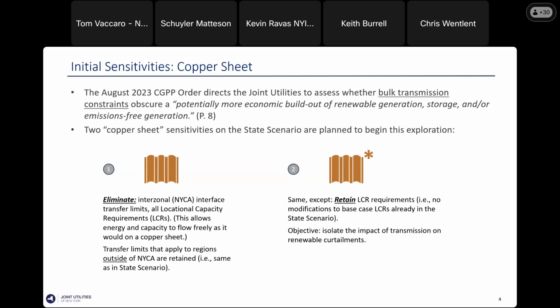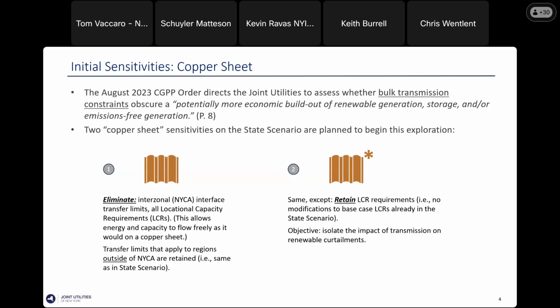I will make a clarification on these slides. We have left the local headroom limitations intact, since this is really focused on bulk transmission, generally interzonal transmission, as opposed to local transmission, which generally is intrazonal, which aligns more with local headroom. So to clarify, the first copper sheet sensitivity eliminates local capacity requirements and interface transfer limits between zones, but does not affect local headroom limitations.